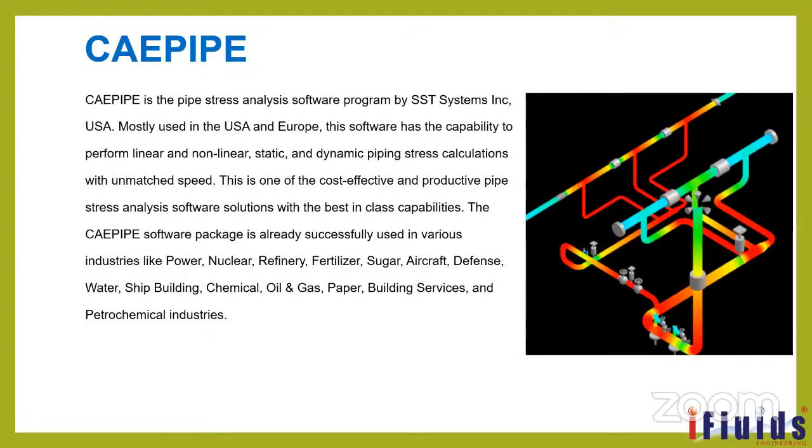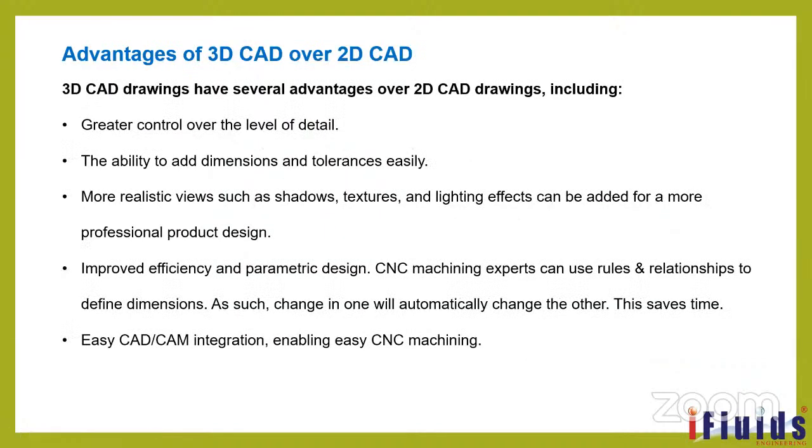Fifth one is CAE Pipe. This is also another kind of stress analysis simulation software, developed in the USA and mostly used in USA and European countries. This is also the same as the other stress analysis software. There will be some merits and demerits, according to the user. What are all the advantages? We have already seen this one.